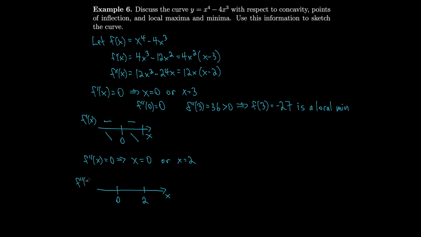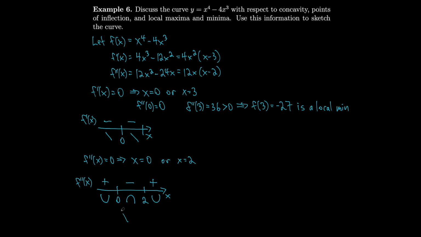So we're looking at the second derivative to test for concavity. If we plug in a number to the left of 0, let's say -1, then we get a negative and a negative, so that becomes positive. If we plug in a number from 0 to 2, then we get positive and negative, so it's negative. If we plug in a number past 2, let's say 3, then we get positive and positive. So that means it's concave up, concave down, and then concave up again.